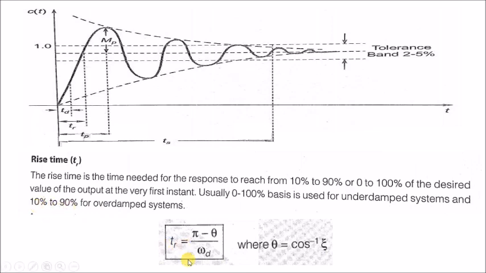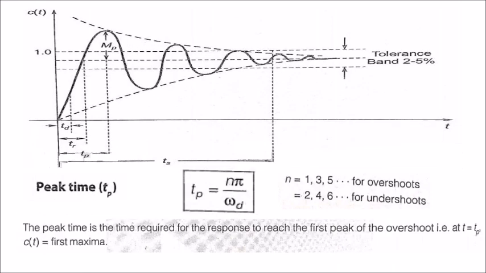Okay. Anyhow, your formula remains TR = (pi minus theta) / omega d. There are many derivations to reach this formula. So (pi minus theta) / omega d, where theta is equal to cos inverse zeta. Obviously it is in seconds. Next, we will move on to peak time.